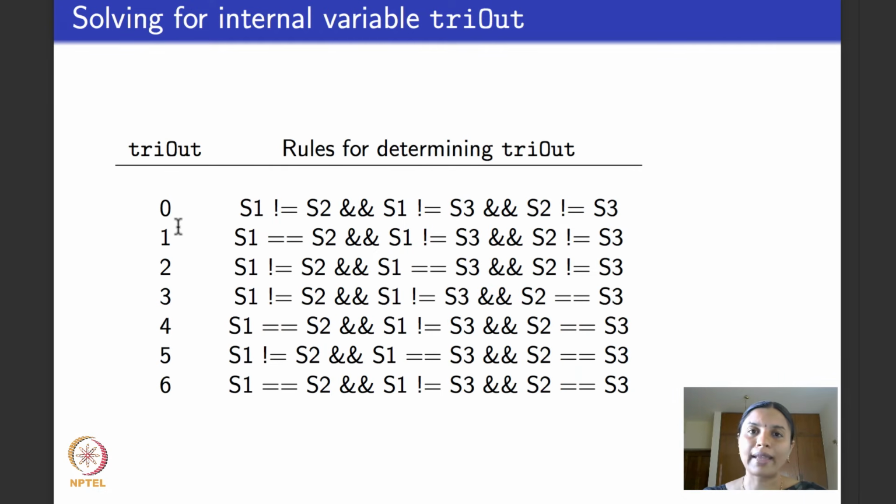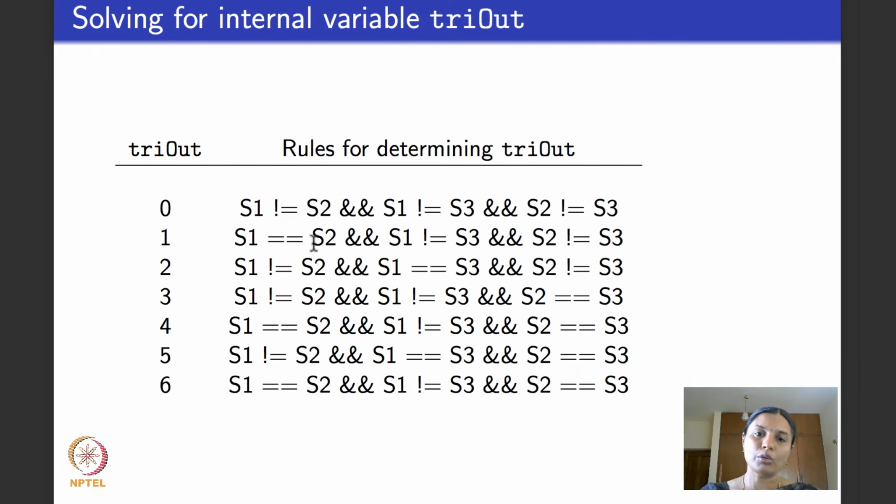So if you go back and look at the program and see, when will the variable tryout take the value 0? It will take the value 0 if all the three sides are not equal to each other. So that's what this condition says: tryout will be 0 if side 1 is not equal to side 2, and side 1 is not equal to side 3, and side 2 is not equal to side 3.